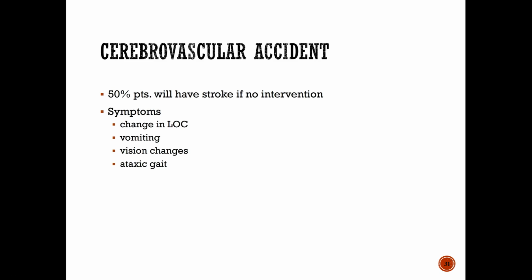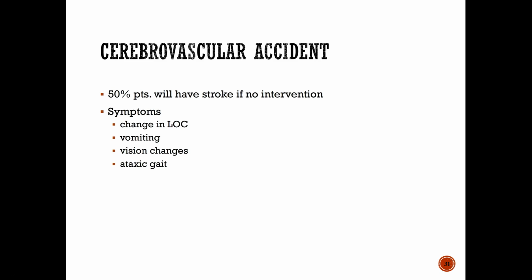A cerebrovascular accident. 50% of sickle cell patients will have a stroke if they're not properly managed, outpatient and inpatient, and some of them are going to have a stroke regardless. Symptoms include change in neurostatus, vomiting, vision changes, and ataxic gait.